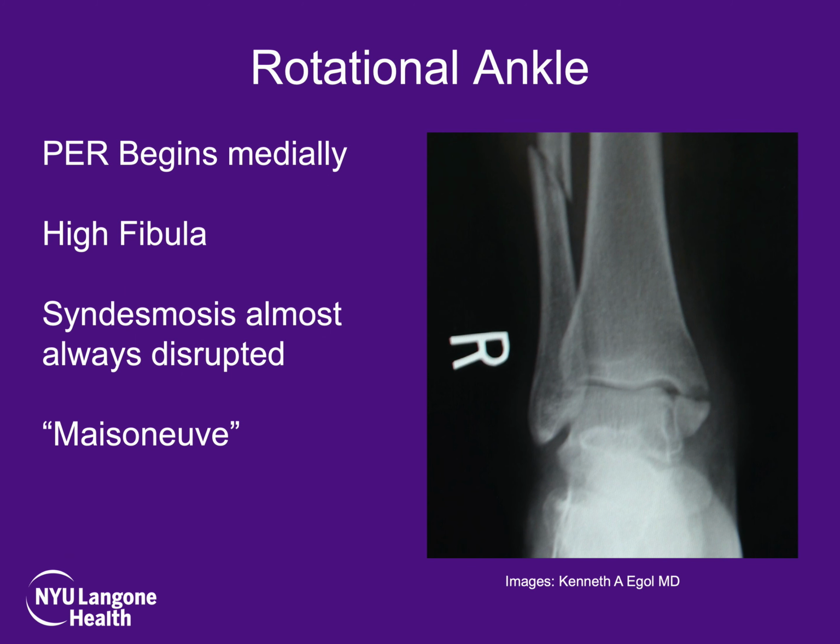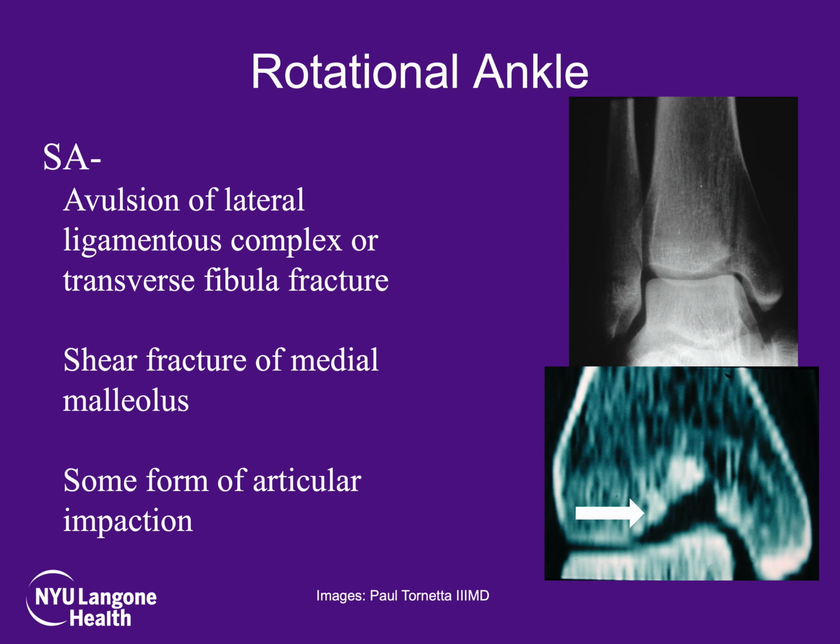The pronation external rotation injury begins medially at the medial malleolus and progresses circumferentially. It is denoted by a high fibular fracture, and the syndesmosis is almost always disrupted. The Maisonneuve fracture, involving the proximal fibula and the medial malleolus, is a type of pronation external rotation injury.